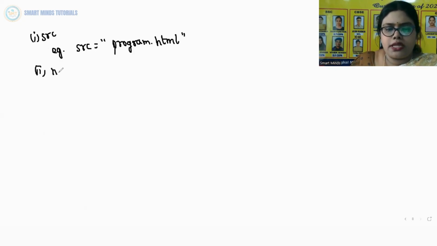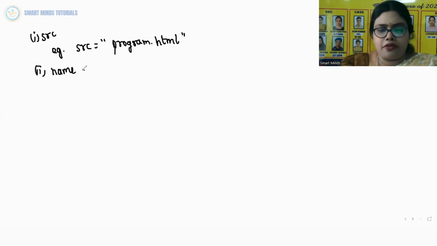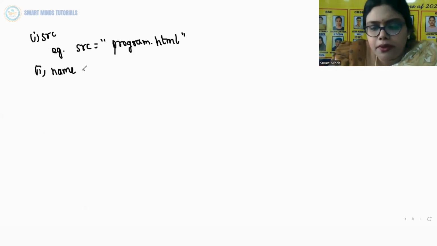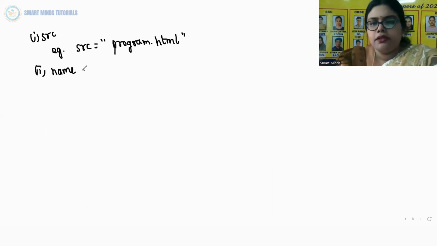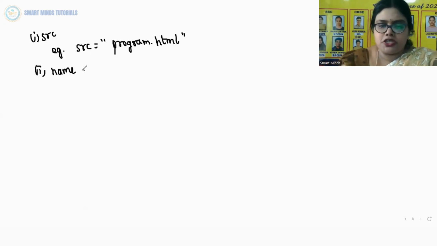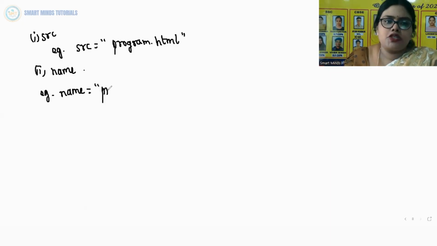Now coming to the second attribute, that is name attribute. So name attribute is used to provide the name for a frame. And this name is used when the links are created in one frame and used as a target in other frame for loading the pages. For example, name equals quotations open, program, quotations close.